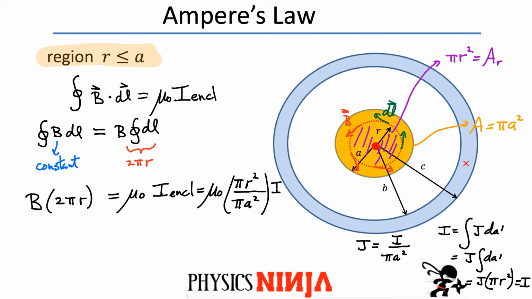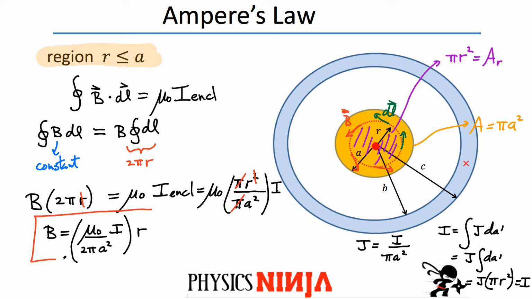All right, now we can simplify quite a few terms. Let's look at both sides. There's a pi over here and another one here. There's also an r squared on the right-hand side and an r on this side. So now let's isolate B, which is what we were trying to find. We get mu 0, 2 pi, we still have a squared there, and I'm going to keep the I right here. I'm also going to notice that there's still an r over here. We still have a radius like that. So this here is the general expression for any radius r that is less than or equal to the radius of this inner conductor.